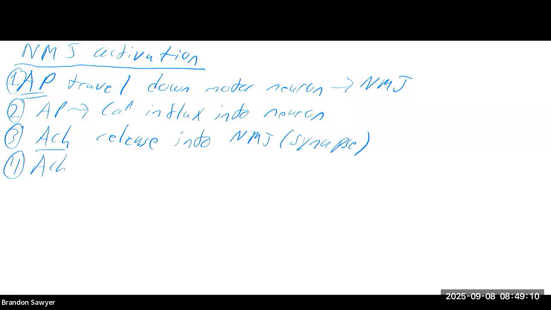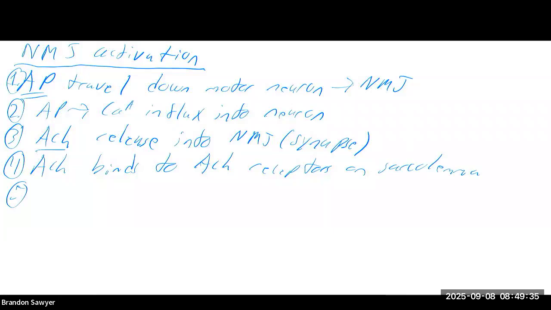Okay, so then acetylcholine binds to acetylcholine receptors on the sarcolemma. Sarcolemma is a muscle cell membrane, skeletal muscle cell membrane, right? It has a bunch of acetylcholine receptors on them. Okay. When acetylcholine is bound to the receptors, that leads to two things: influx of sodium, as well as an efflux of potassium.